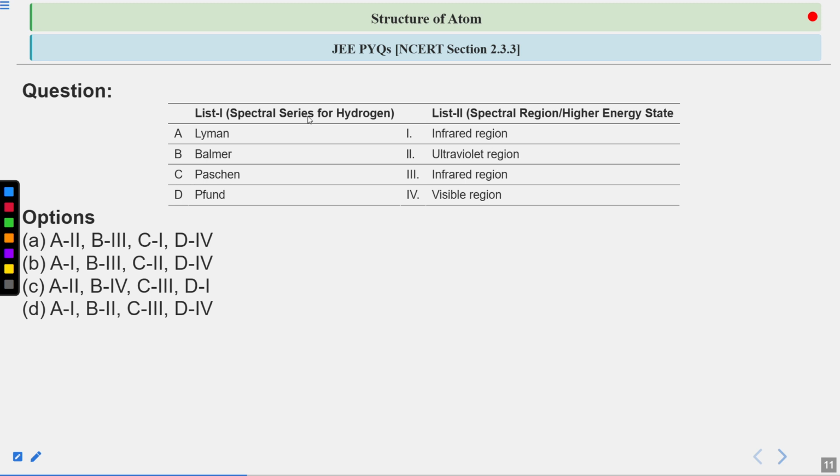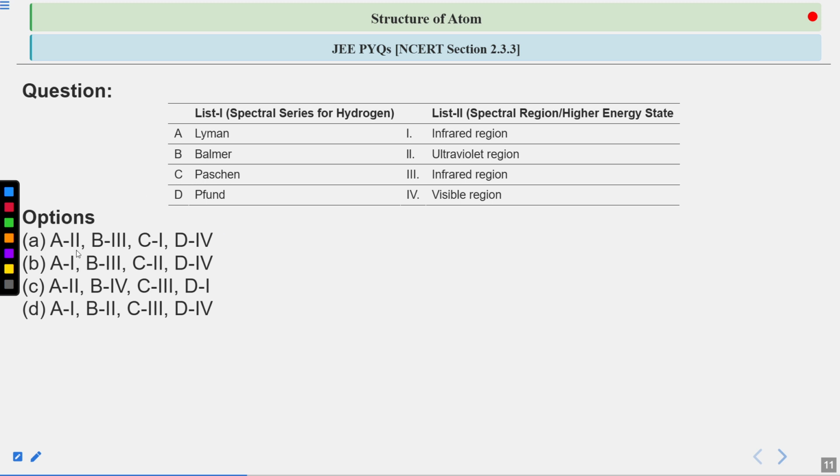So basically we have given the spectral series for hydrogen in the list 1 and their spectral region in the list 2. You have to correctly match these, that is, which spectral series corresponds to which spectral region. The 4 options given are: A is corresponding to second, B to third, C to first and D to fourth.